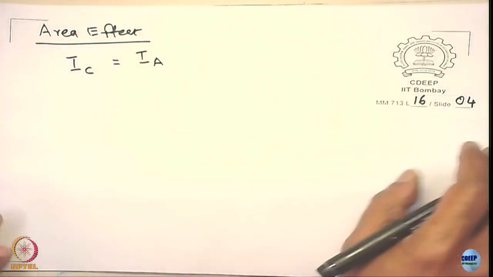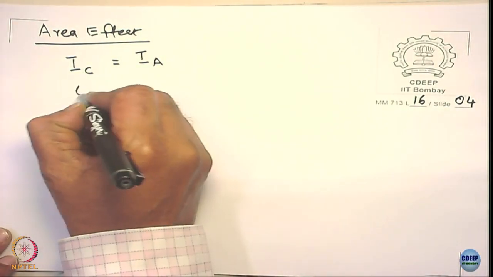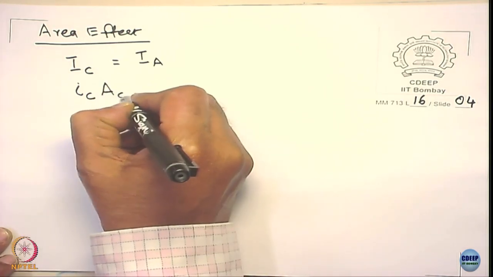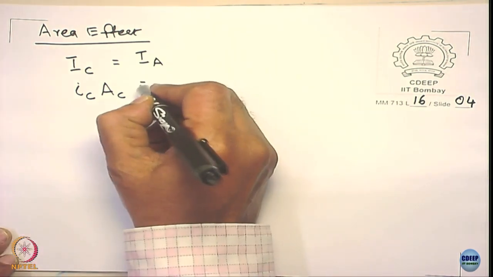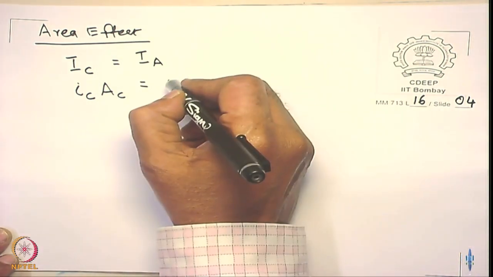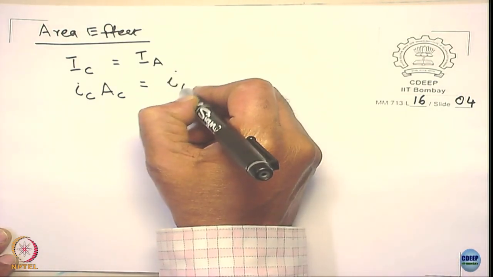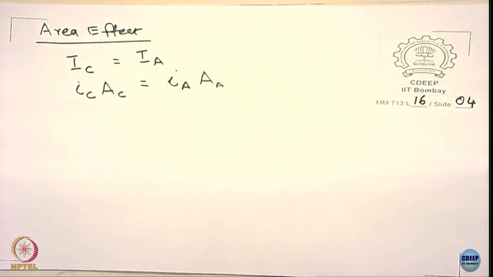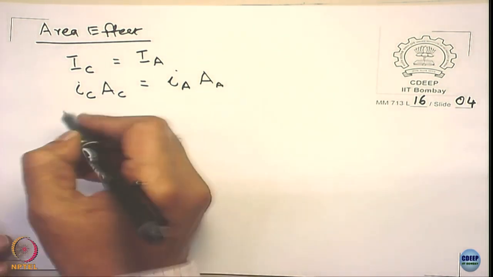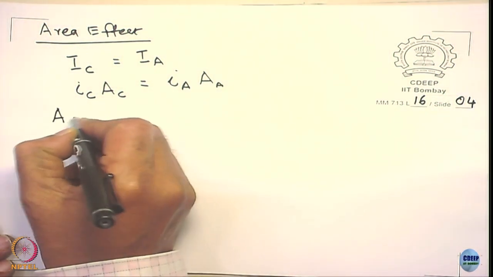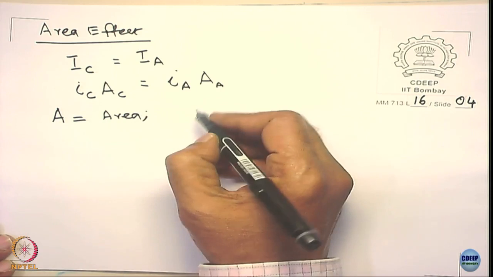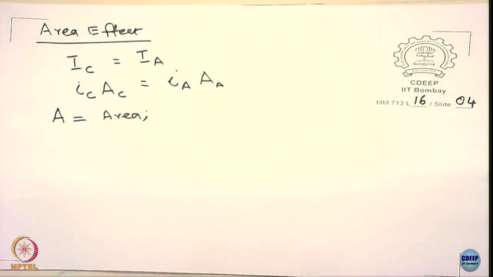Now, what is this equal to? This is equal to the current density multiplied by the area of the cathode. It is equal to the current density at the anode and the area of the anode. Agreed? You know what A represents. A represents area. And the other variables you are aware of, right? Let us rearrange this equation.